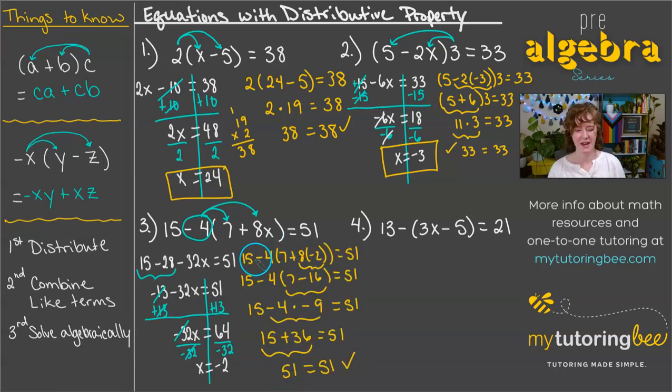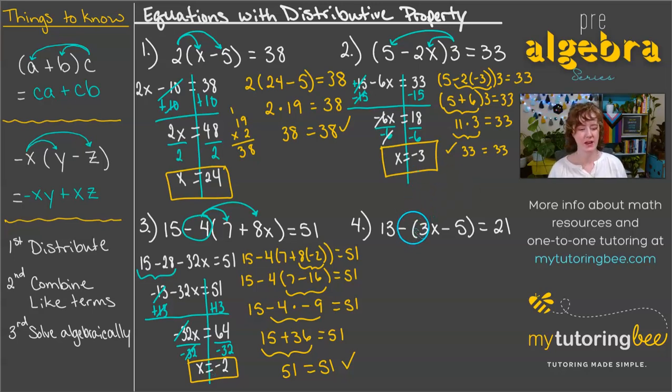Again, I went through and checked my work here with our solution of negative 2, plugged it into that original equation. You can pause the video, check out my work here, but we do get the same answer on each side. So x equals negative 2 is a correct solution for us. Let's try our last problem.